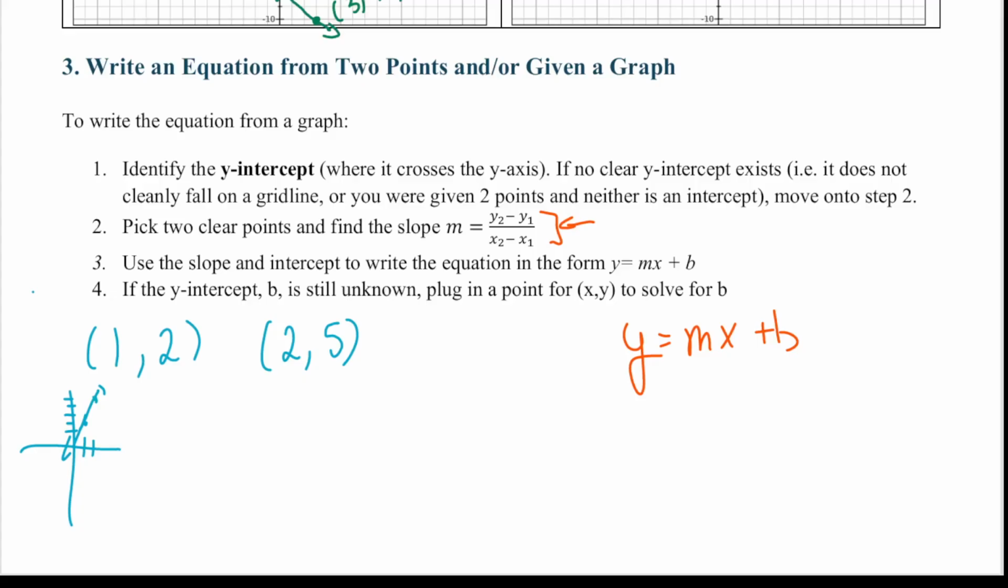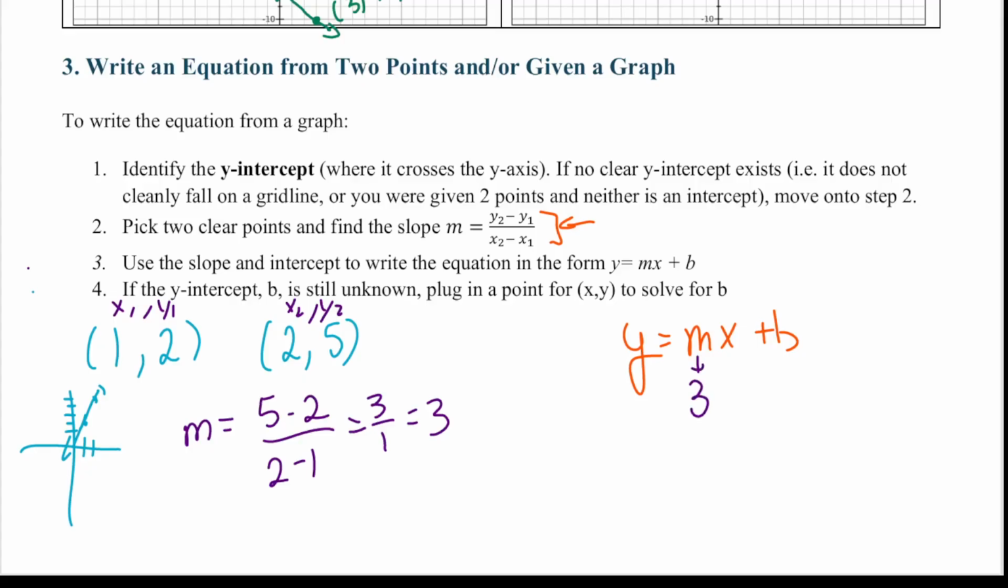So great, you know from the previous section how to find your slope. So you're going to label one of these x1, y1, the other one x2, y2. And then you'll plug in (5 - 2) over (2 - 1), which is going to give you 3 over 1, which is 3. And then you would plug into your equation that your m is 3, because 3 is your slope. And then you would still have y = 3x + b.